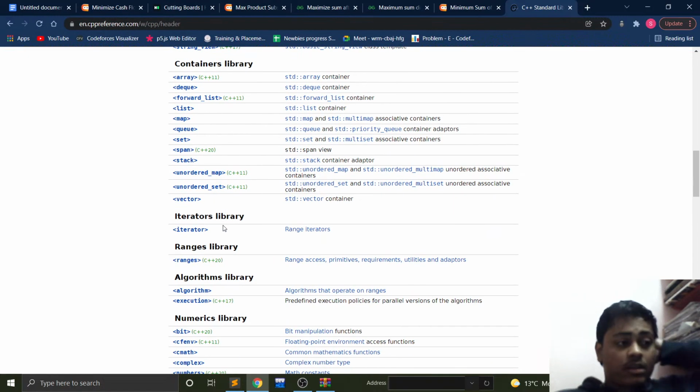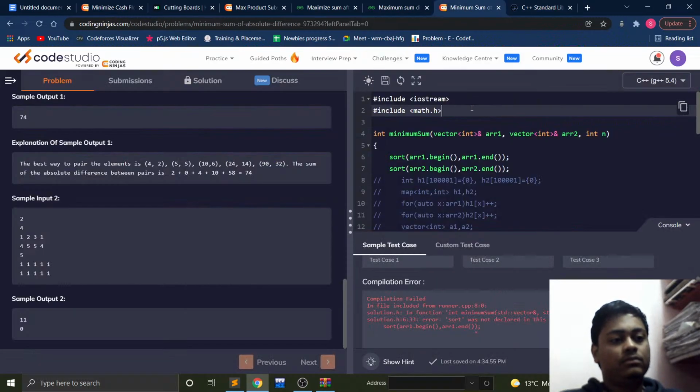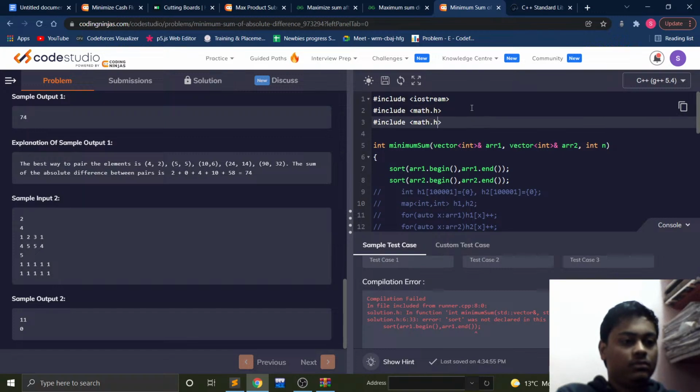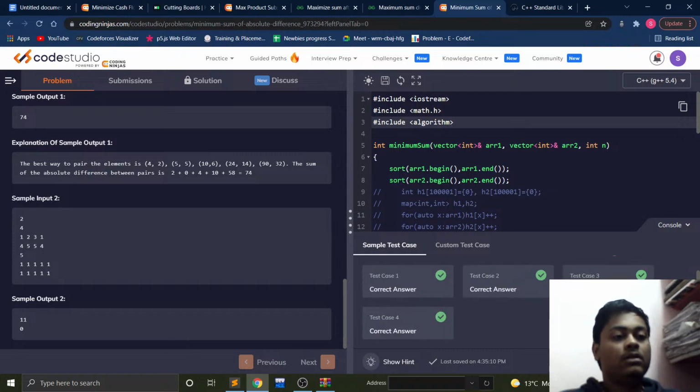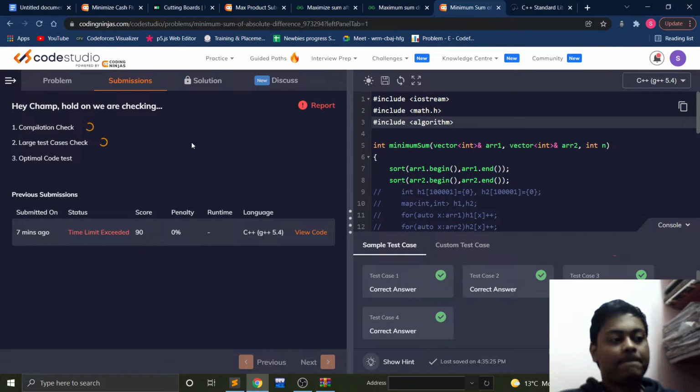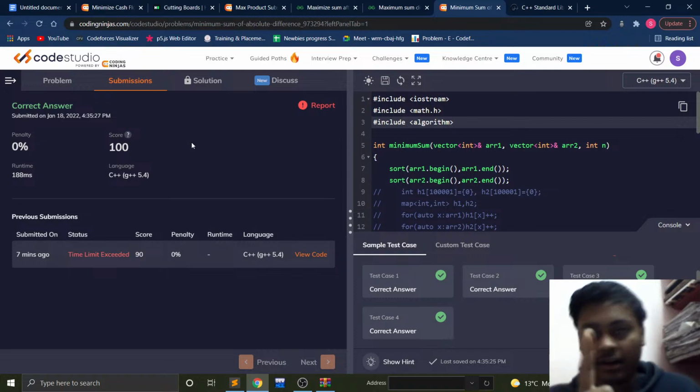This is crazy, I think. #include <algorithm>. #include <algorithm>. Finally, #include <algorithm> is working. Let's submit this. Typical code test. Don't give TLE. It didn't give TLE. Yes.